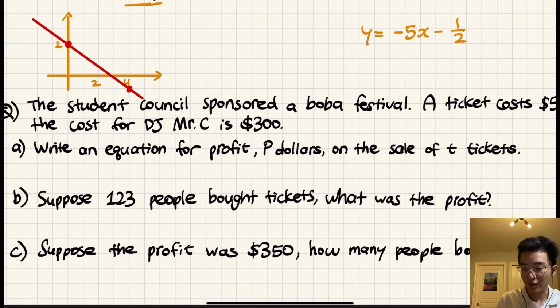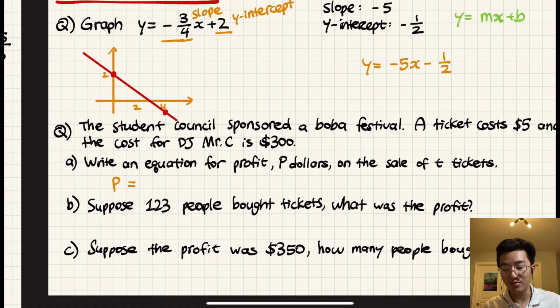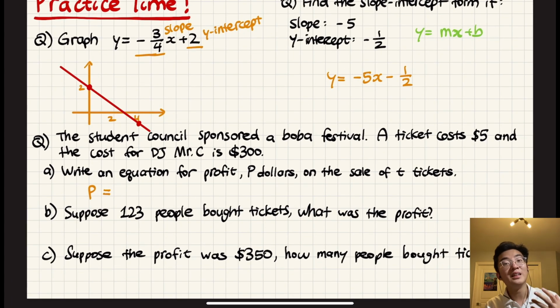So, to start, we start with P equals, right? Because that's our goal. We want to find an equation for the profit P. And we want the sale of tickets to be T. So the amount of tickets that's sold is T. And because we earned $5 per ticket, the total profit from the tickets will just be 5 times the amount of tickets sold, or 5T. Okay, but we're not done yet.